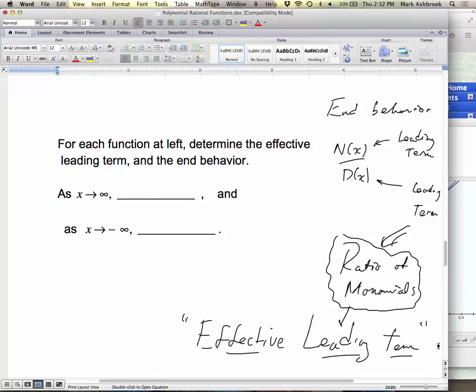And that effective leading term comes from the ratio of the leading term of the numerator and the leading term of the denominator. And so we analyze that ratio, whatever it turns out to be, just like we did before, and whatever that does is what this function is going to do for large positive and negative values of x. Okay? So let's do some examples of that.